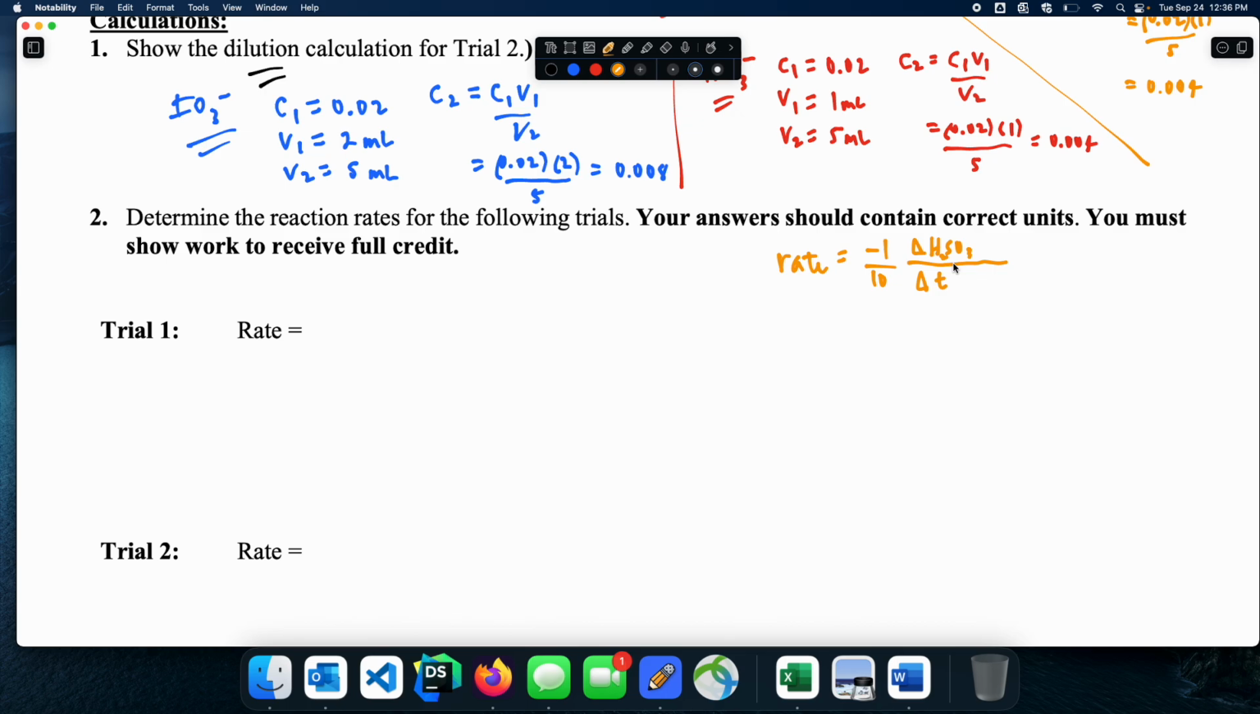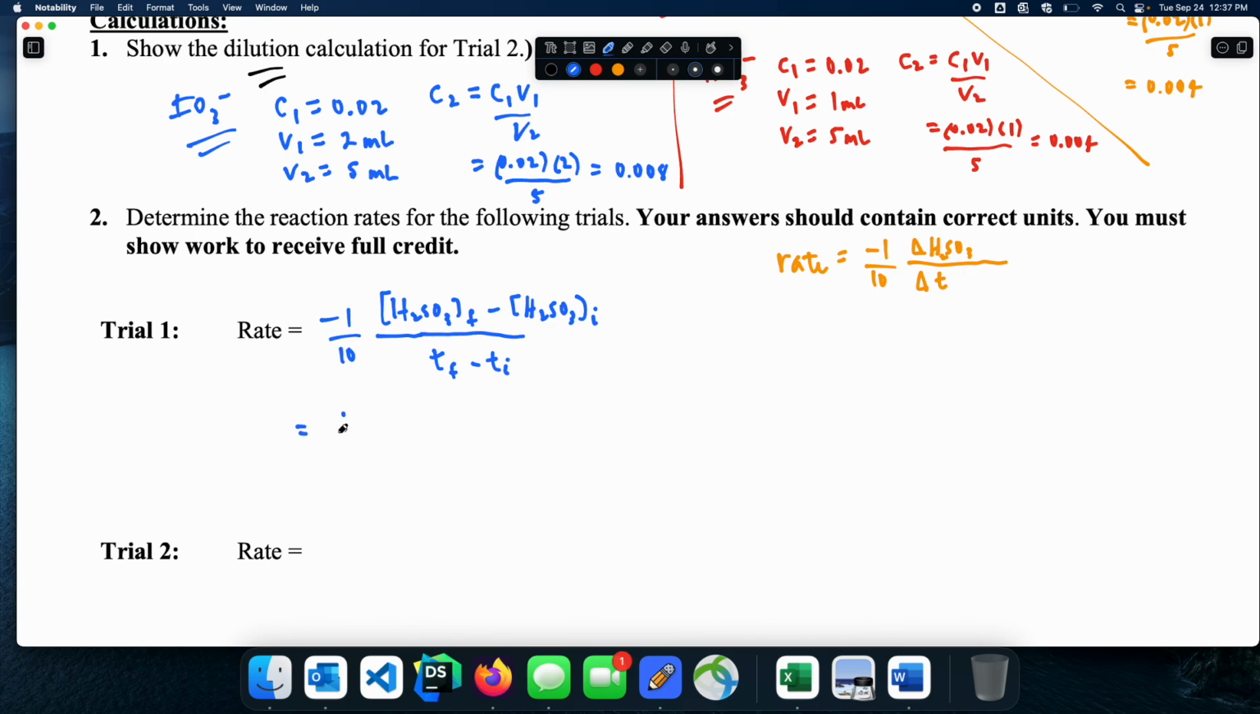Okay, so I know what my change in time was for trial 1. It was my average. Let's put this over here. I'll do the first one in blue. Minus 1/10 times the change in concentration of hydrogen sulfite, which is final minus initial, right? Final minus initial, that's what the change is. And the change in time is final minus initial, which is really just the time that transpired.